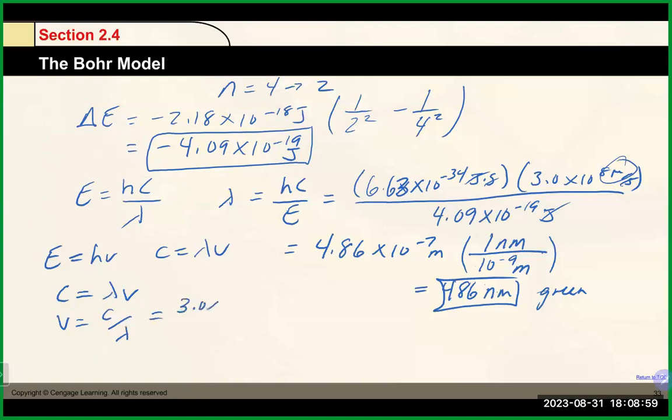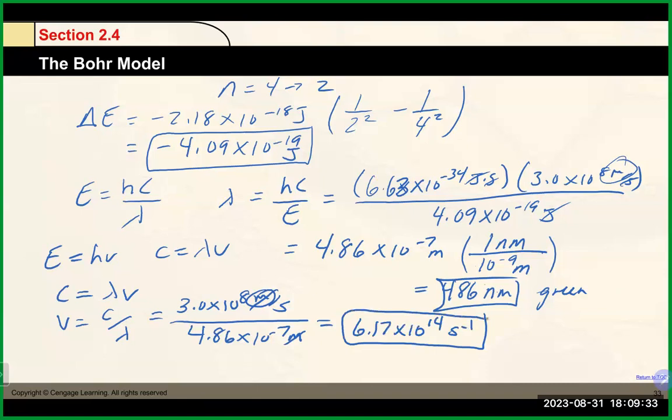We want to be careful, because if we do it this way, that is meters, which means we do need to use the meters version of our wavelength, not the nanometers. Otherwise, we'll be off. So that would be 4.86 times 10 to the minus 7 meters. That way they cancel out correctly. And we will end up with 6.17 times 10 to the 14. Once again, this is going to be reciprocal seconds or hertz as our frequency here. Any questions on any of those steps there?